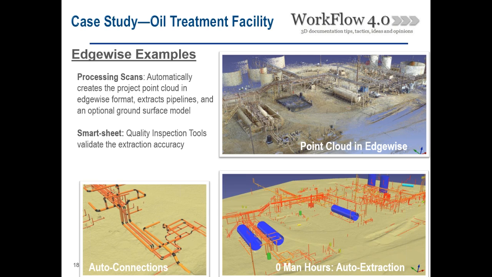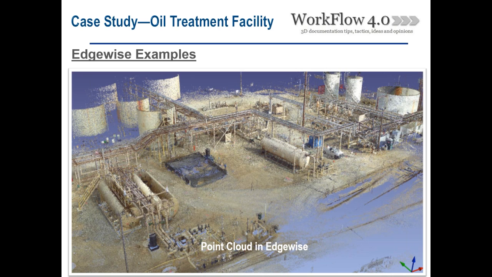Edgewise also has a smart sheet, which is the quality inspection tool. You can easily go through and remove things that it grabbed automatically that maybe were not a pipeline but were cylinder shaped, you can delete those, and you can easily go through and check the quality of your pipeline to the point cloud and adjust it if needed. So we'll go to these. We have a couple pages with some bigger images here to review these slides.